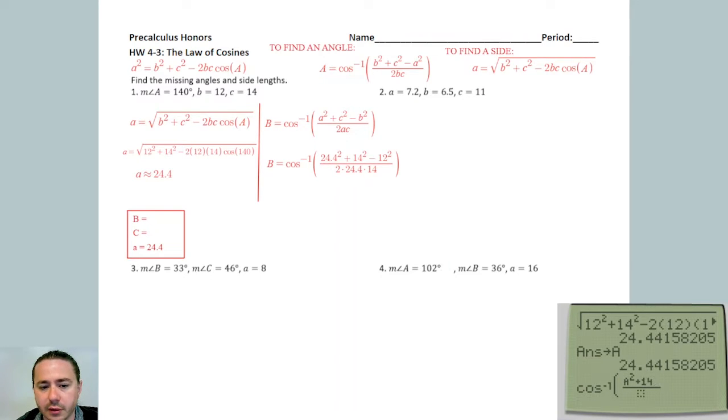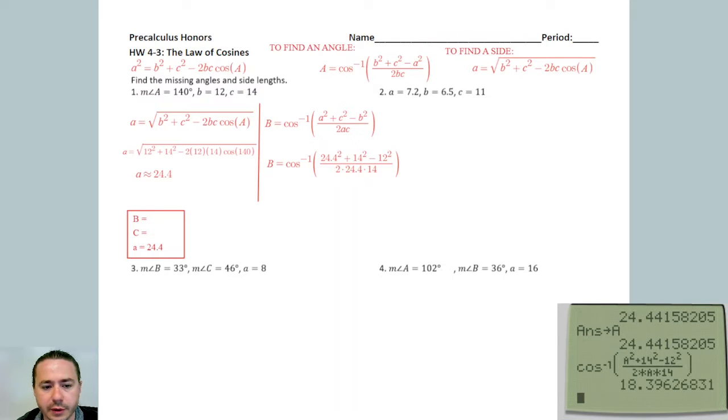14 squared minus, got the squared, minus 12 squared over 2 times A, that's that 24.4, times 14. All right, so my angle B comes out to be about 18 degrees.